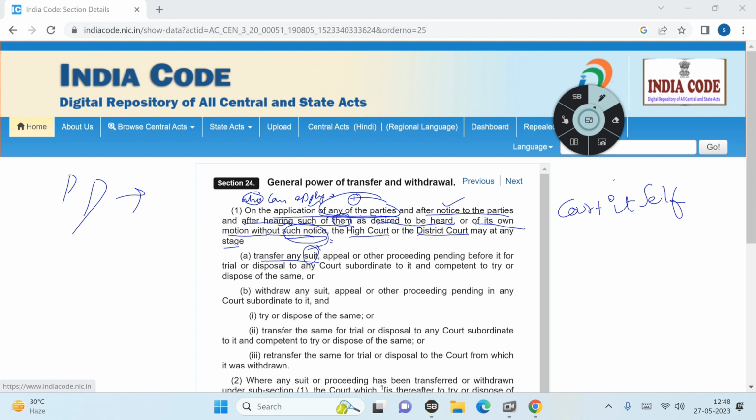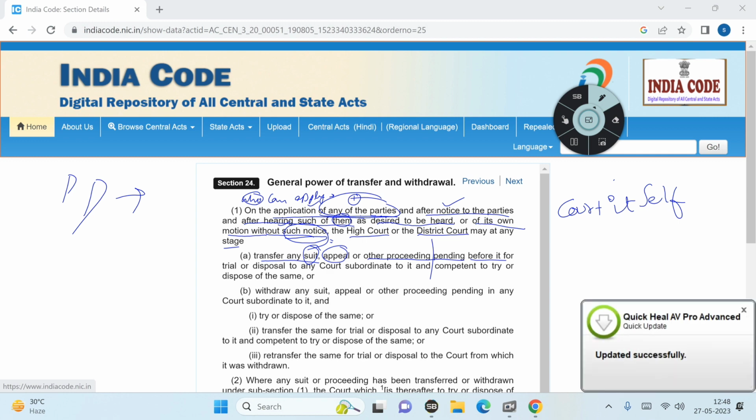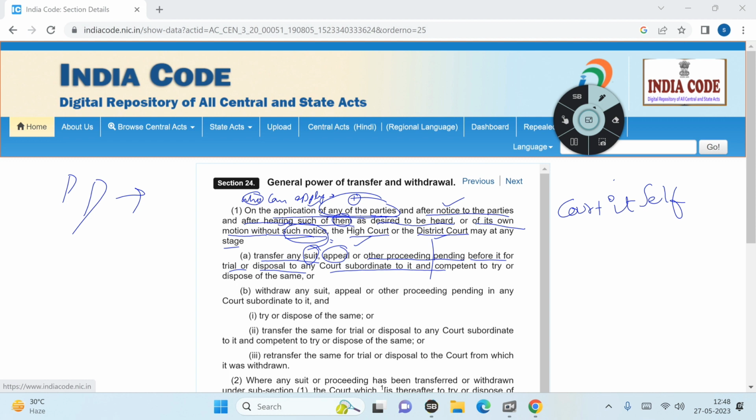Only suit? No. Appeal, suit, appeal, or other proceeding. Other proceeding means all court proceedings. What is the condition? That it should be pending before it, either the district court or the high court, for trial or disposal to any court subordinate to it. So pending means not before the high court or district court, but lower.